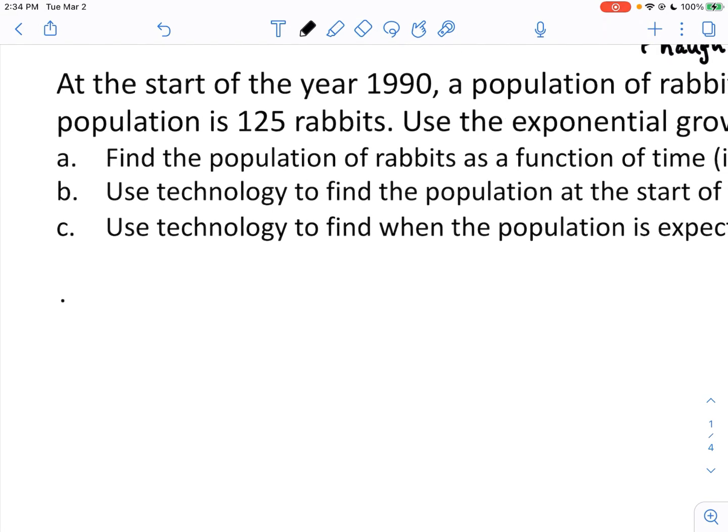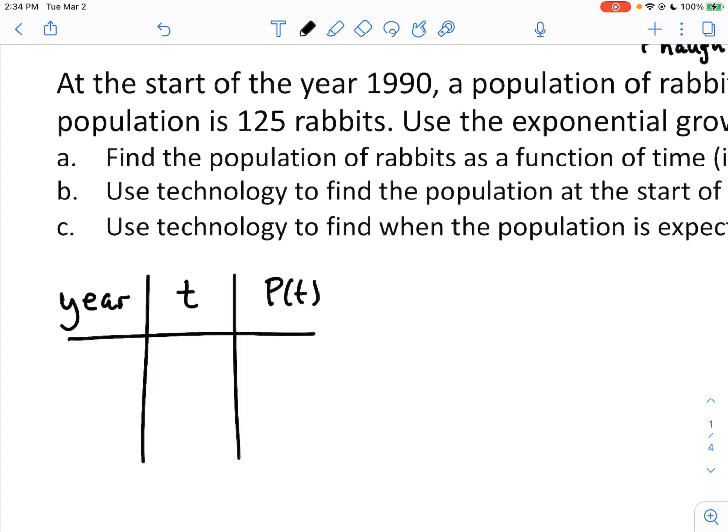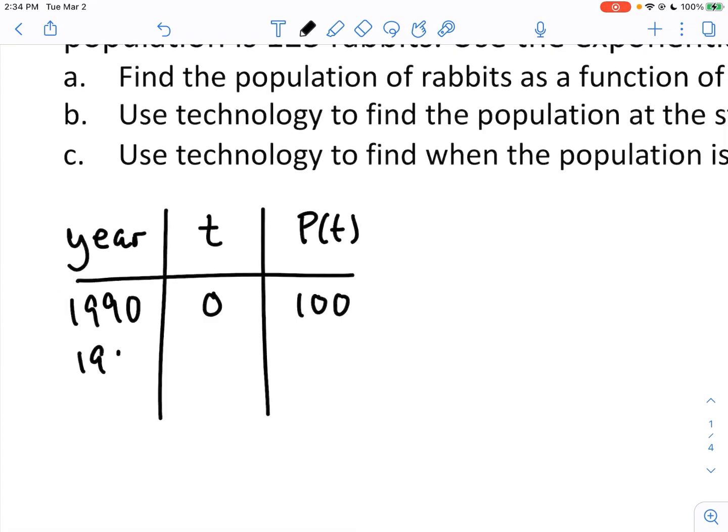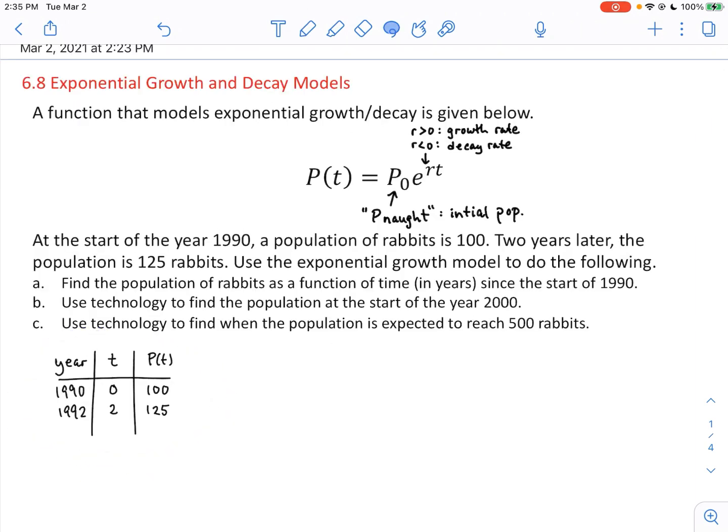I'm going to make a little table here to keep track of the quantities. We have year, t, and then we have population as a function of t. So at the start of the year 1990, we're going to say that's when time is 0, and the population was 100 rabbits. Two years later, at the start of the year 1992, or in other words, time 2, the population at this time was 125 rabbits.